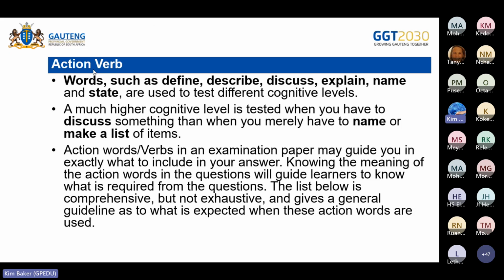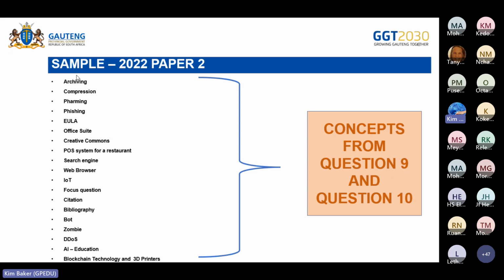Okay. With the action verbs, ladies and gents, these words help you to differentiate the different cognitive levels. Now, remember, like we said, there's levels. You get higher level questions, mid-level questions, and lower level questions. Here I want you to look at a sample from the 2022 paper 2. These are concepts that were asked in the 2022 paper 2 that the children should have known when we assessed them for questions 9 and 10.